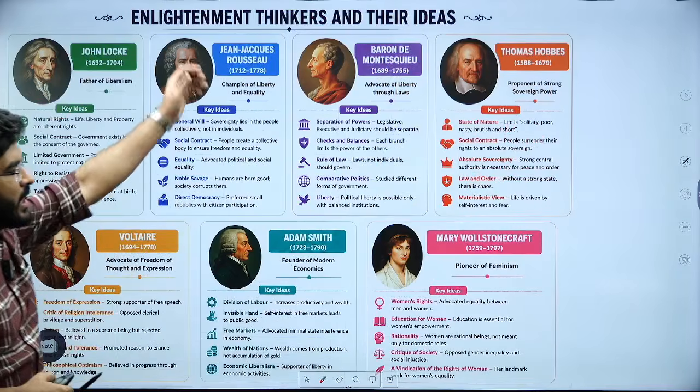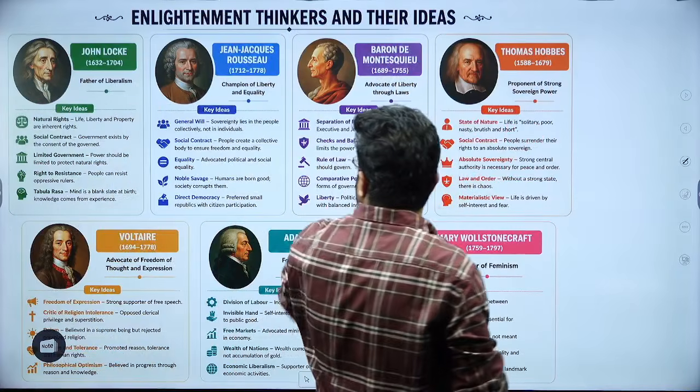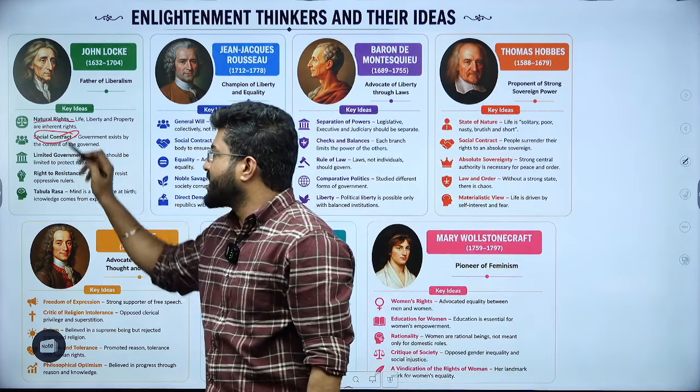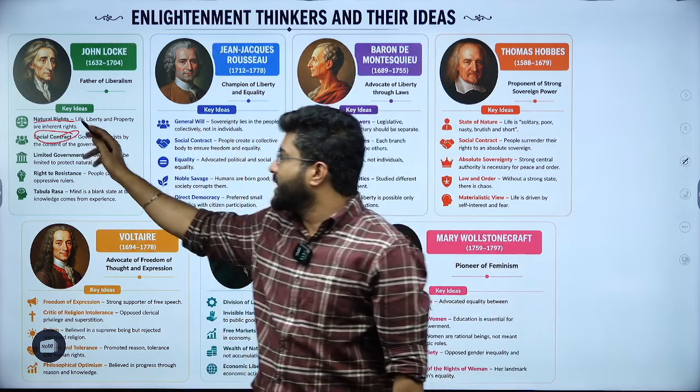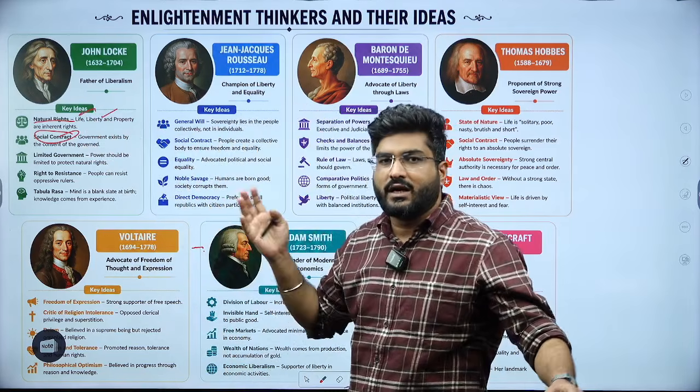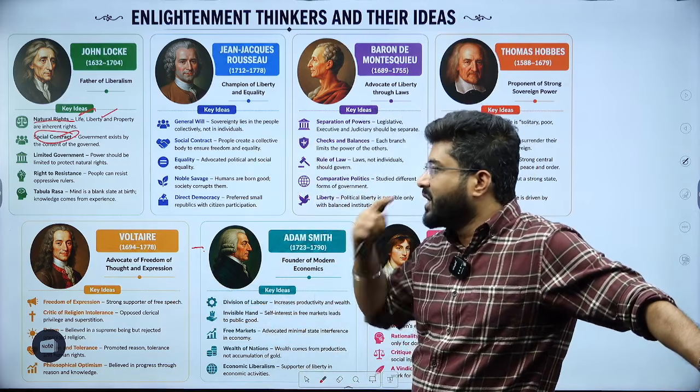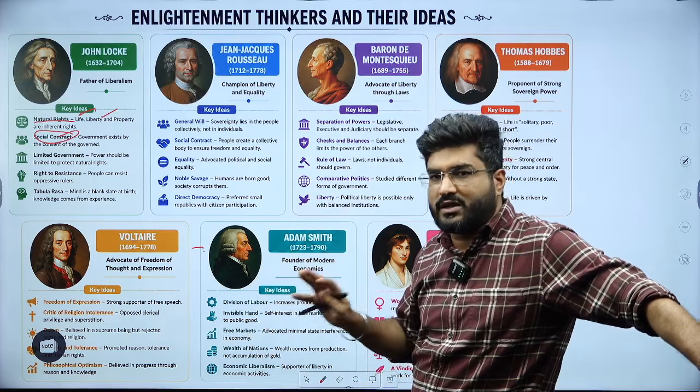Okay. Then enlightened thinkers and ideas, where Locke talks about the social contract, that there have to be natural rights. Natural rights are liberty, life and property, which no one can take away from an individual. Then there should be limited government, with power limited to protect natural rights, not to suppress individuals.